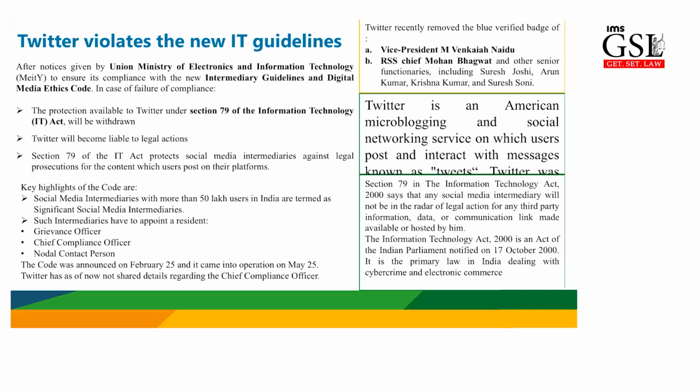So what are the highlights of this code? Social media intermediaries with more than 50 lakh users in India are termed significant social media intermediaries. It should have a grievance officer, chief compliance officer, and nodal contact person. The code was announced back in February 25 and came into operation May 25. Twitter has, as of now, not shared the details. Twitter recently removed the blue verified tag.